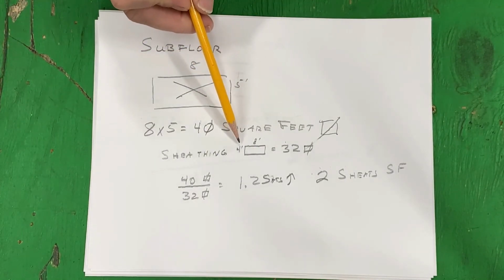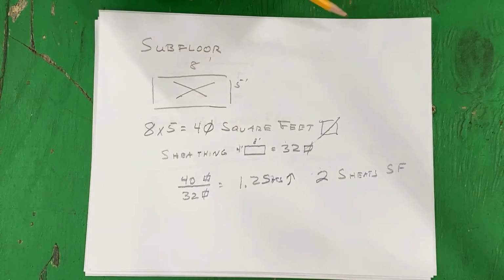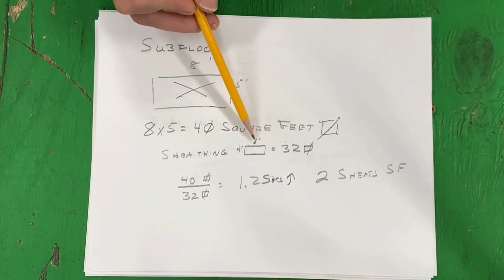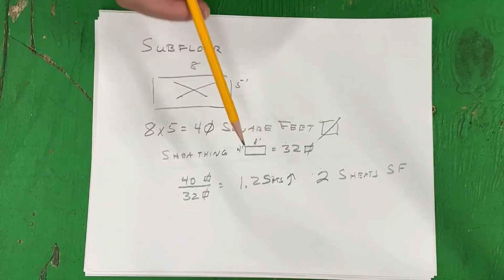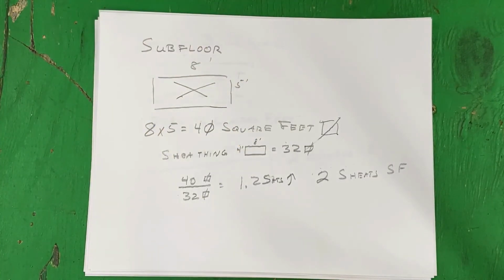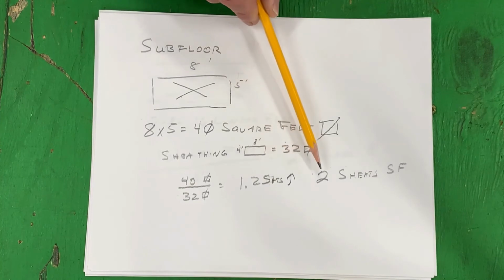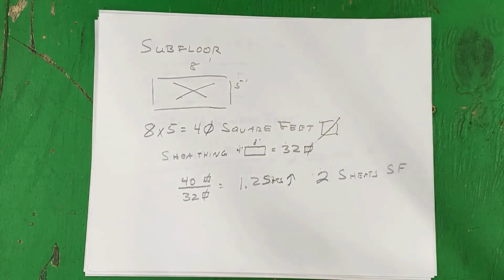They come in a nominal measurement of 4 feet by 8 feet. That's 32 square feet of volume. 4 times 8 is 32. I need 40. 40 divided by 32 is 1.2 sheets of plywood. I can't buy a partial piece of wood. So I have to round up, and I'm gonna need 2 full sheets of subfloor.